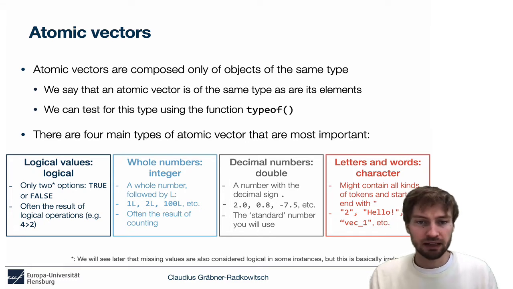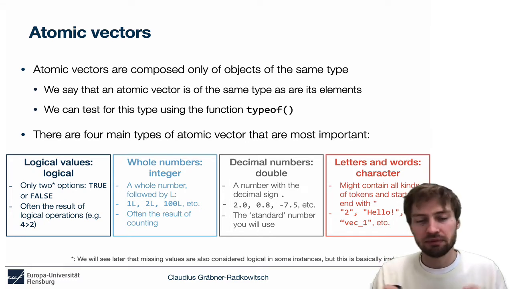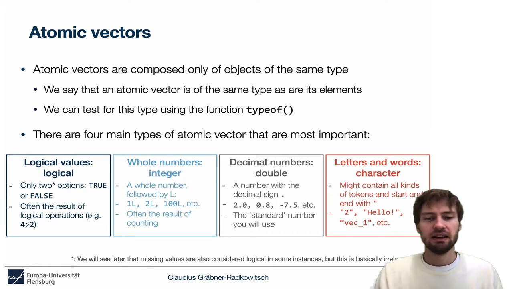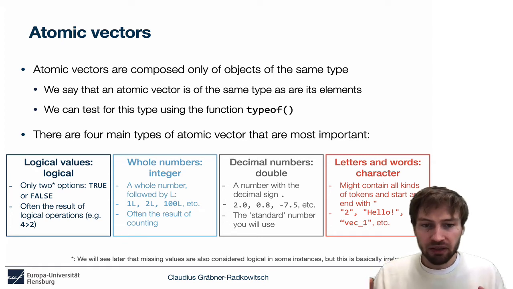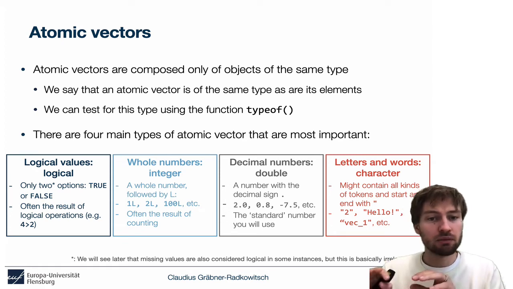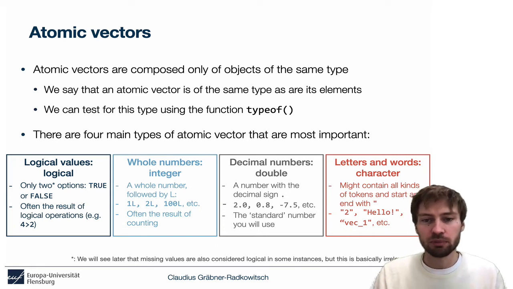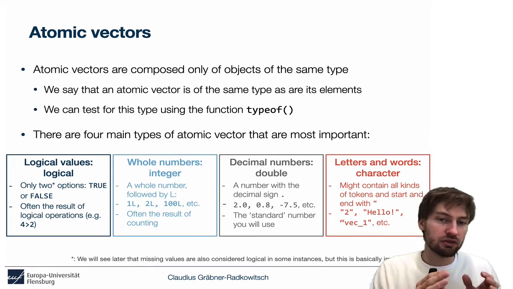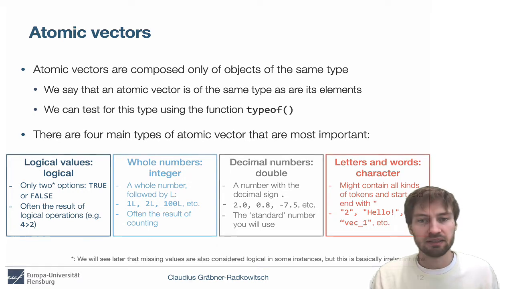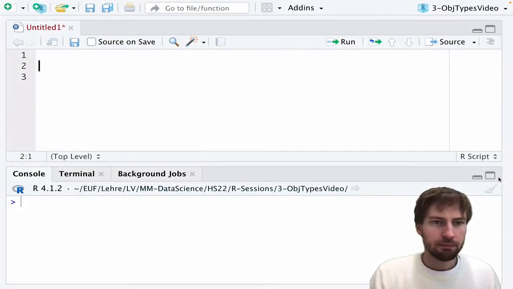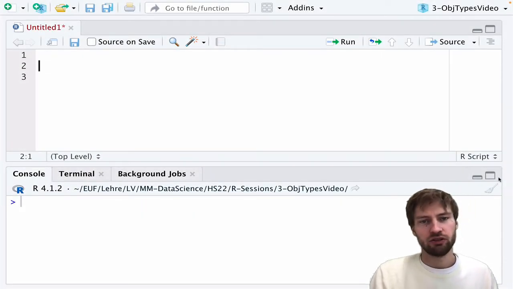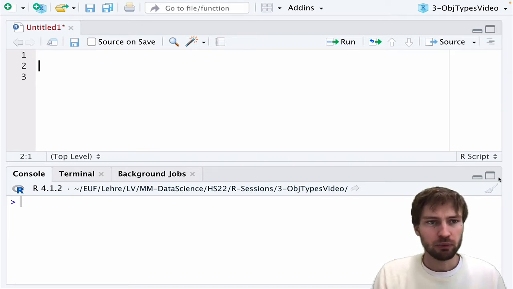And these 4 subtypes of atomic vectors, these are actually the most important major types of atomic vectors that you need to know in practice. Everything else is more or less built upon these types, so it's very important to distinguish them and to learn how to deal with them in practice. And the best way to do so is usually to just play around a little bit with them.